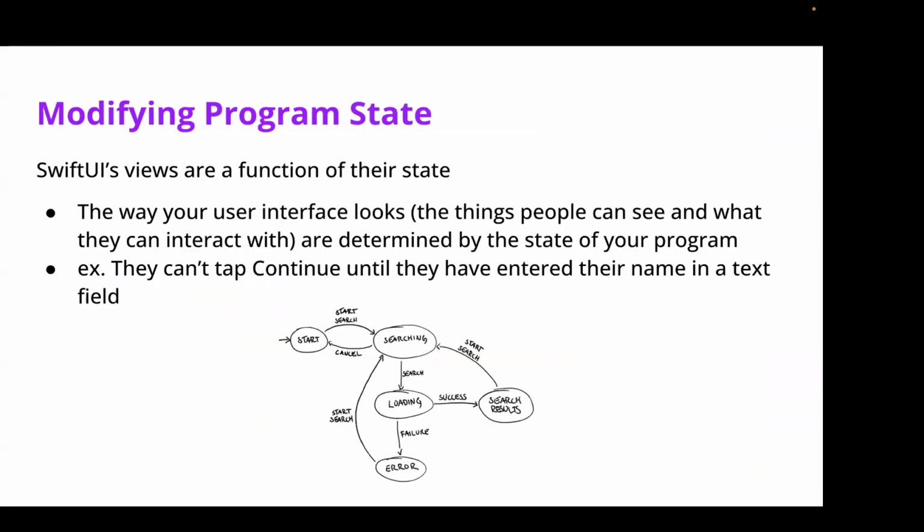Now I'm going to talk about modifying program state. SwiftUI views are actually a function of their state. The way that the user interface looks, such as the things people see and what they can interact with, are all determined by the state of the program. One example is a person can't tap continue until they enter their name in the field, or they can't sign in until they've entered their username and password.